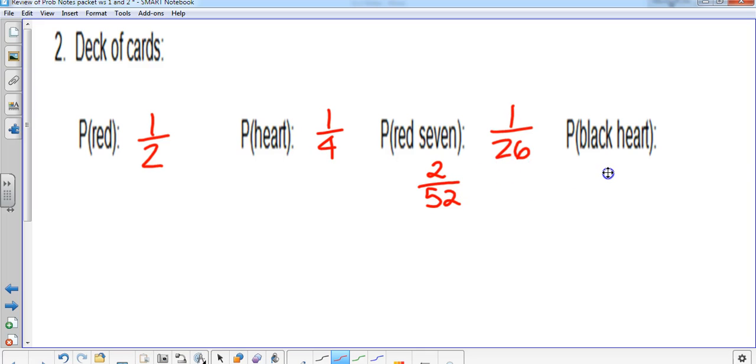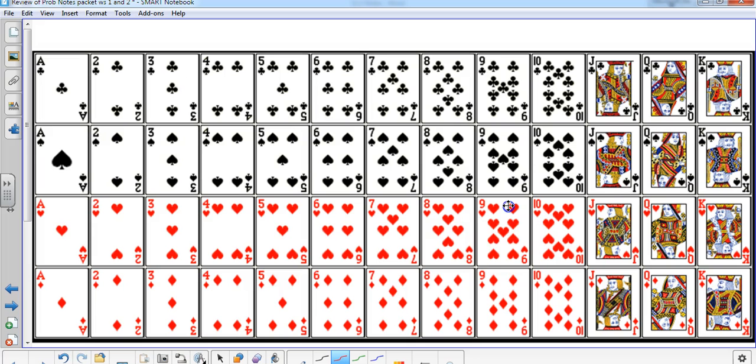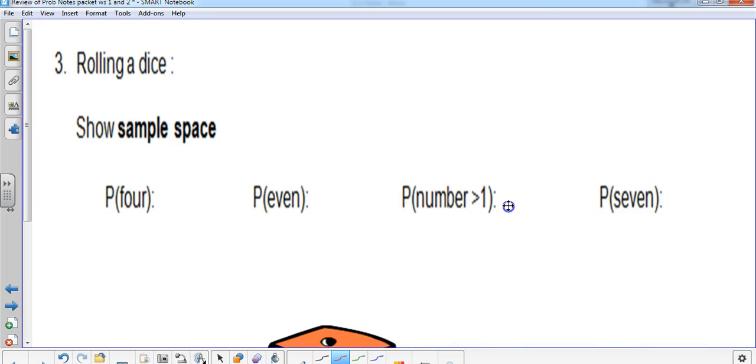A black heart. Okay, all the hearts are red, unless you're Miss Hoffbauer, and then I have a black heart, right? I don't think so. Not after spending $60 on candy this weekend. Okay.